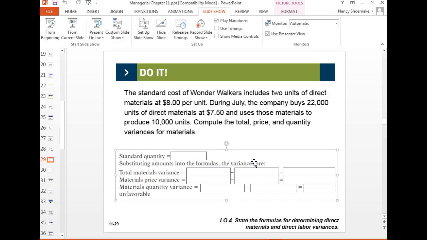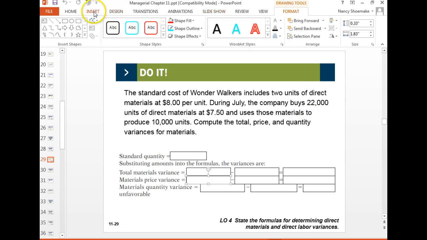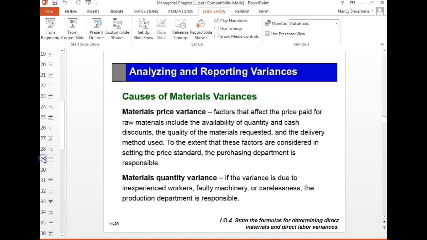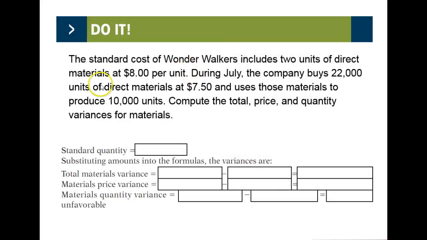This do it? Okay, so we've got the standard quantity here. 10,000 times 2. One second. So the 10,000 times 2 is the standard quantity. They want 10,000 units and it needs 2 units.